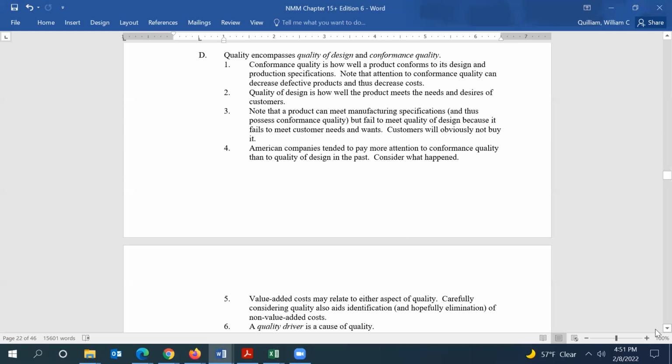Number 4, American companies tended to pay more attention to conformance quality than to quality of design in the past. Consider why that happened. So they made some well-made products that nobody wanted to buy. They were considered ugly.